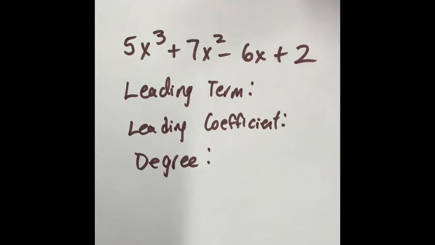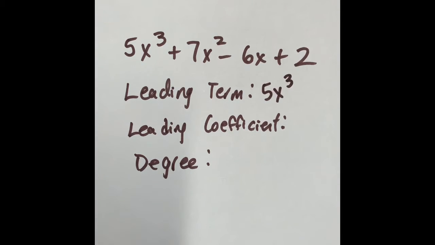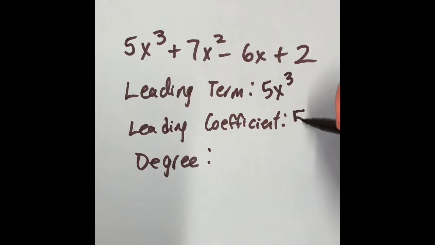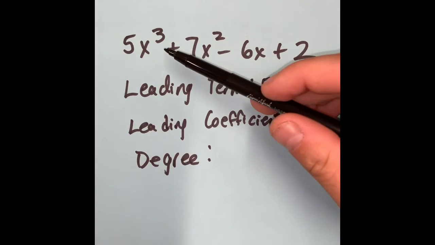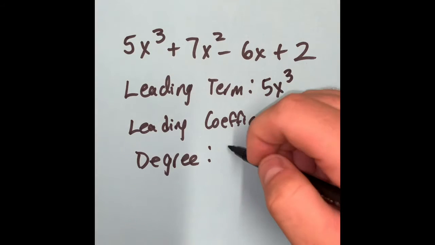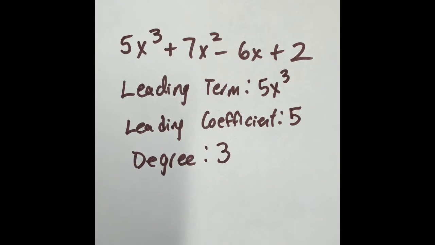The leading term is the term with the biggest exponent, which would be 5x to the 3rd. The leading coefficient would be the coefficient attached to that, in this case a positive 5. The degree would be the highest exponent of that leading term, which is 3. The exponent there is 3, so the degree would be 3.